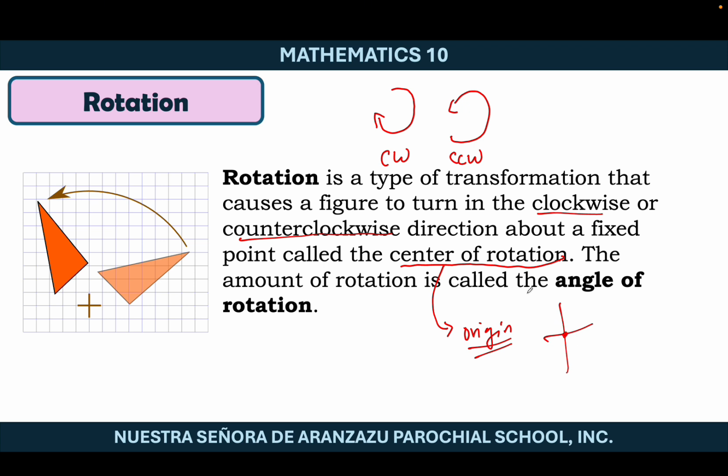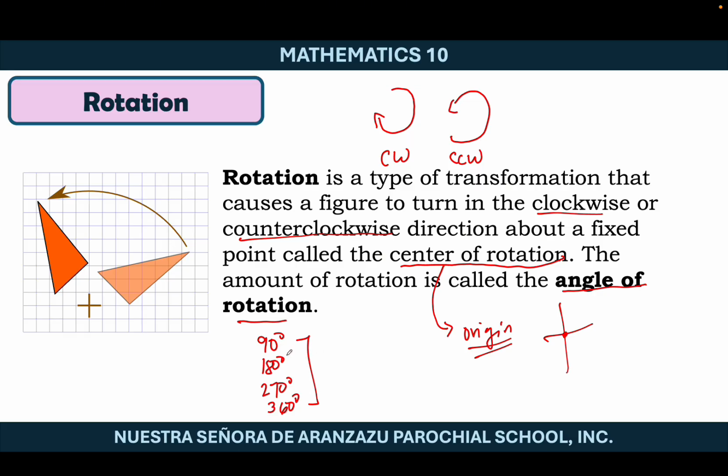So the amount of rotation is called the angle of rotation. So ibig sabihin, merong amount or degree kung ano yung sukat from the original point to the rotated point. Now, commonly, the standard angle of rotation can only be four. It can be 90 degrees, 180, 270, and 360. So, these are the angles of rotation.